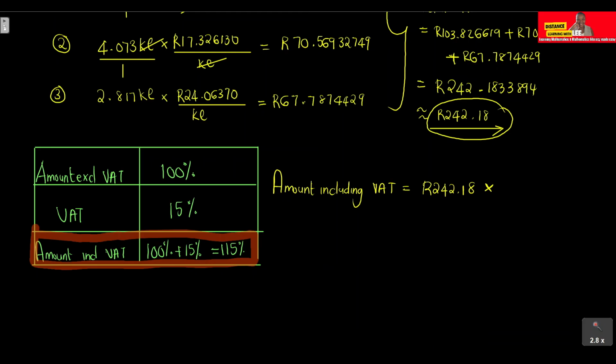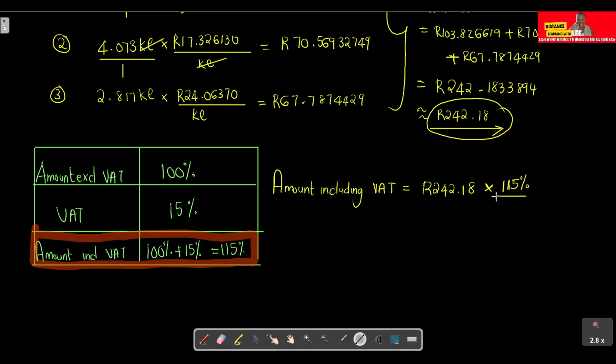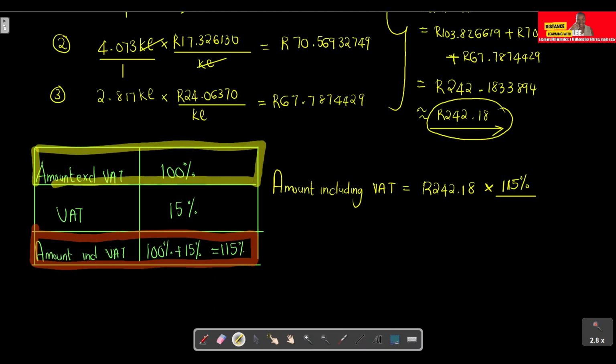What we want is the amount including VAT, so we're going to multiply that by 115%, and you're going to divide by what you have. What does this 242 Rand and 18 cents represent? It represents the amount excluding VAT, so it represents the 100%. So we're going to divide by 100%.